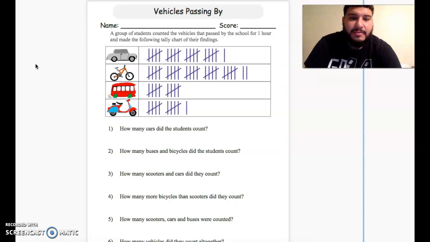Vehicles passing by. A group of students counted the vehicles that passed by the school for 1 hour and made the following tally chart of their findings. Number 1. How many cars did the students count? Number 2. How many buses and bicycles did the students count? Number 3. How many scooters and cars did they count?